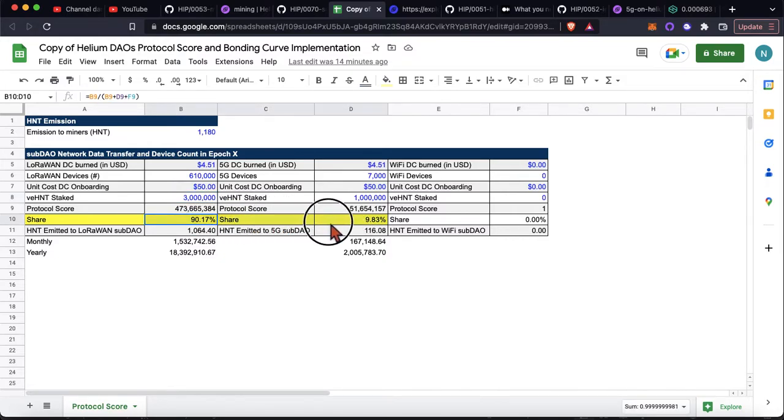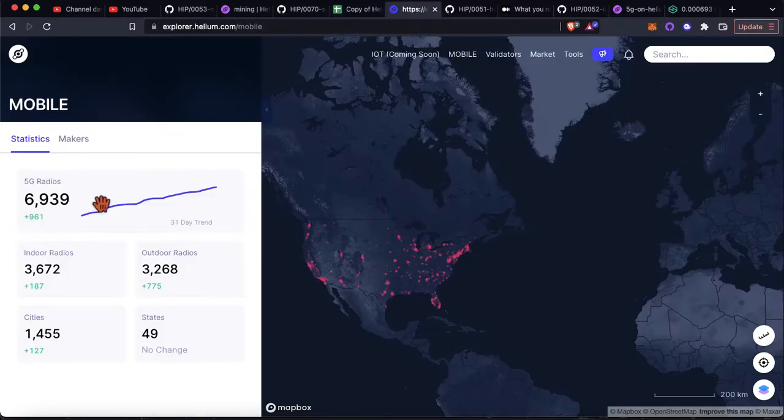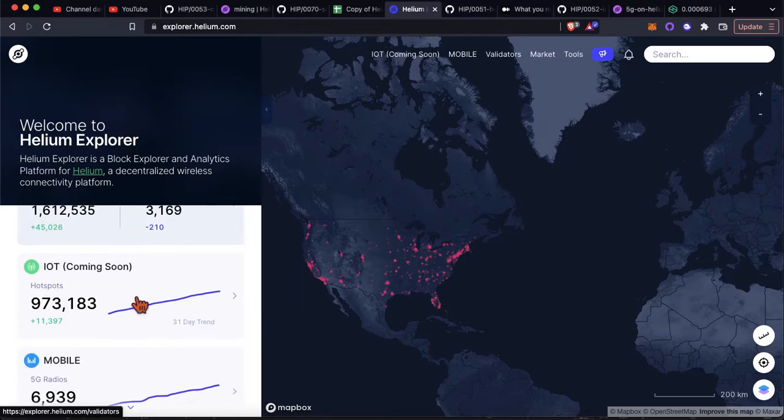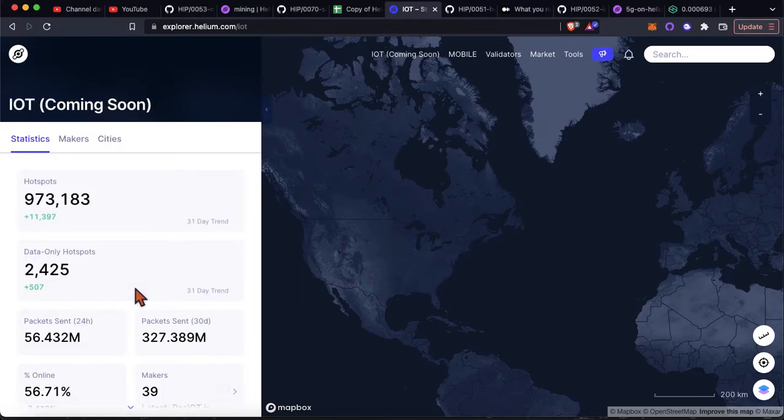The yellow highlighting is what you really need to pay attention to, because if 90% of the rewards continue to go to the LoRaWAN network, that's going to inform later the floor price of mobile to HNT, and then eventually, I'll get to it in another video, the IoT to HNT conversion rate, right? But for now, we're just kind of plugging numbers in. We know there's about 7,000 mobile radios out there. IoT hotspots.